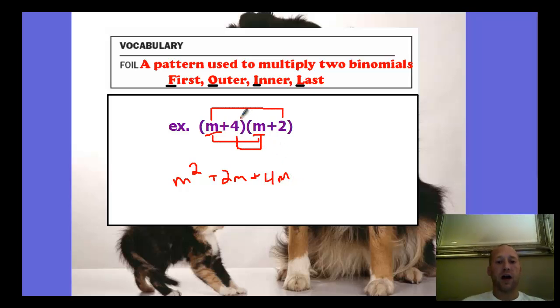And then you have the last two terms in each binomial. And then we can combine like terms. So we have m squared plus 6m plus 8. So this is FOIL. FOIL is really important. We're going to do a lot of that using it backwards for what's called factoring.